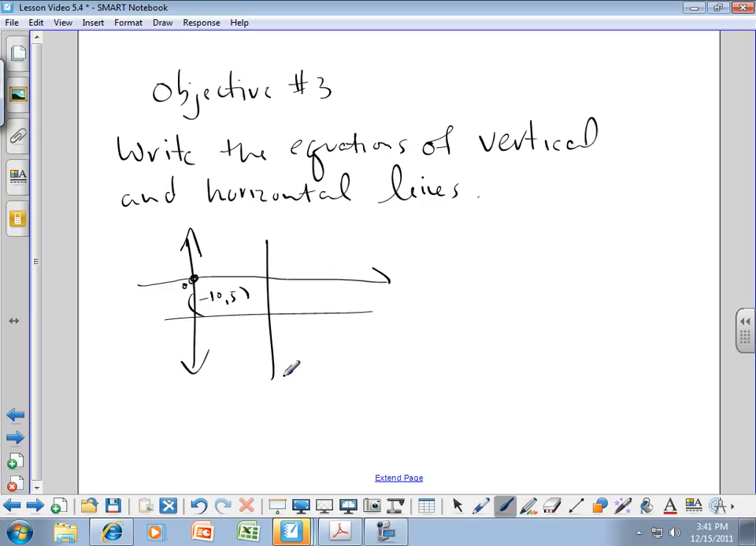Well, they're going to want you to write the equation of this vertical line, and they're going to want you to write the equation of this horizontal line. Well, I have this little thing that I remember, HOY and VUX, all right? And HOY stands for horizontal lines have slopes of 0, and their equations always start out as y equals. So the equation of this line is y equals 5.